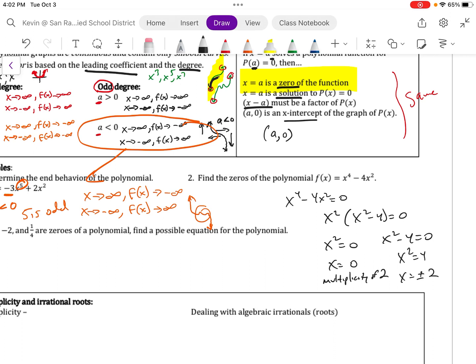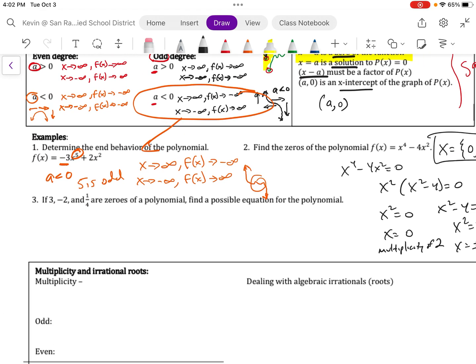So find the zeros. The zeros would be x equals the set {0, 2, negative 2}. That would be one way to write it out. Those are the zeros.